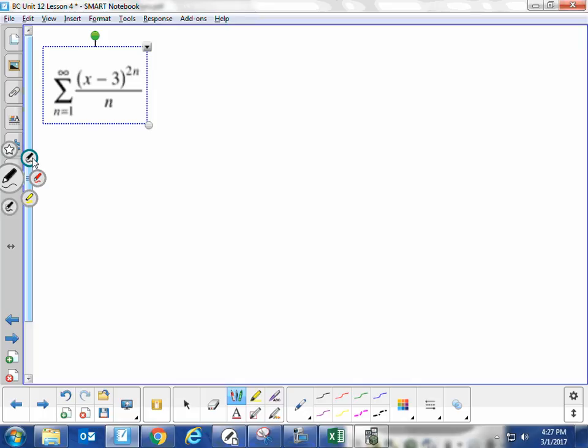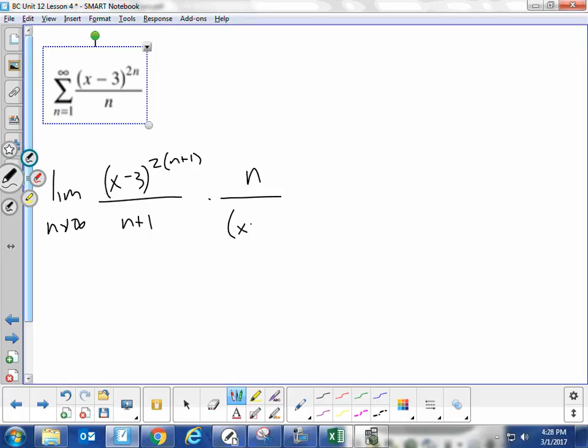Okay, (x minus 3) to the 2n over n. Let's use our ratio test. So the limit as n approaches infinity of (x minus 3) to the 2n plus 1 over n plus 1, times n over (x minus 3) to the 2n. This is dividing by a to the n. The absolute value of this has to be less than 1 for us to converge.